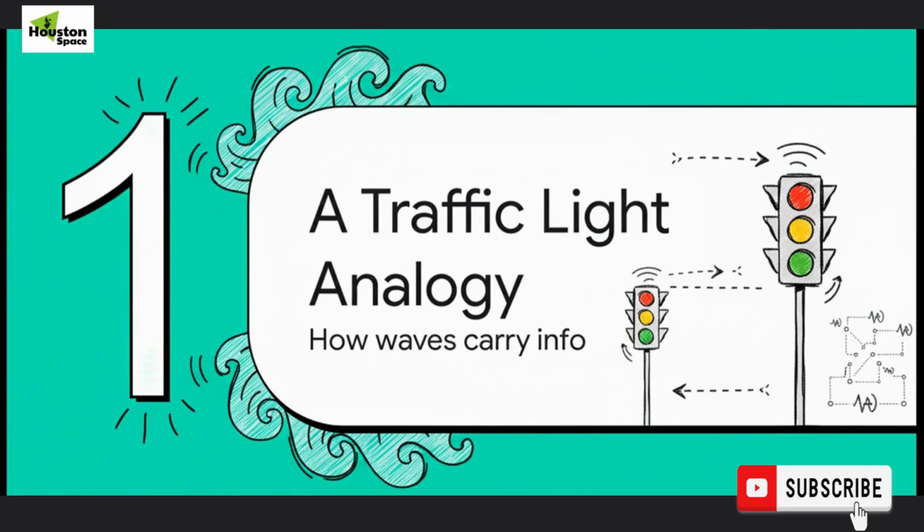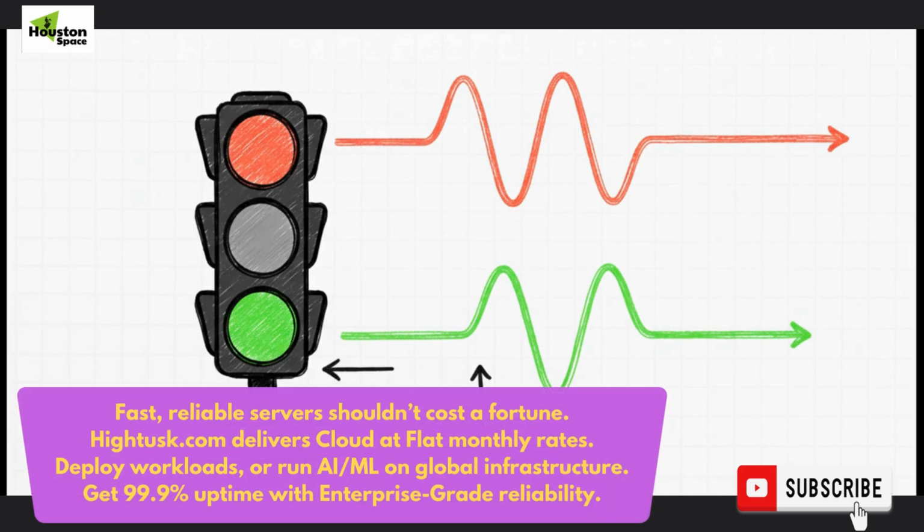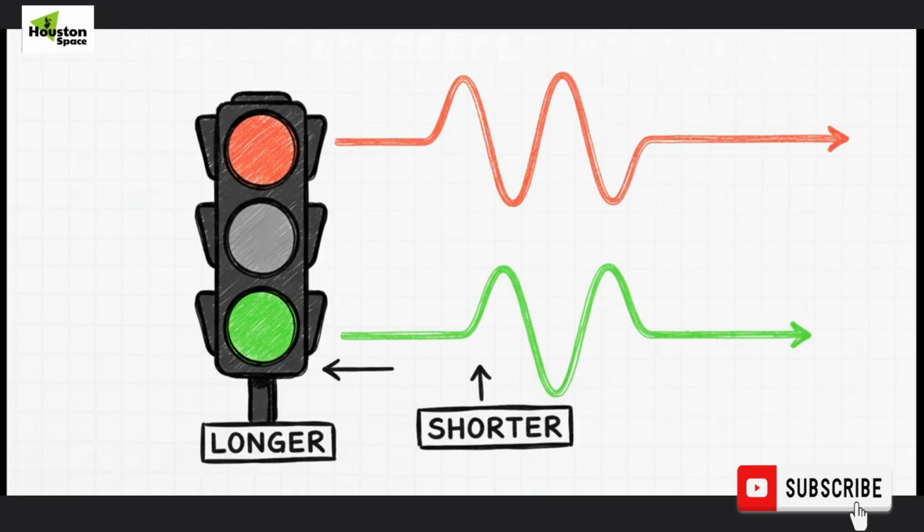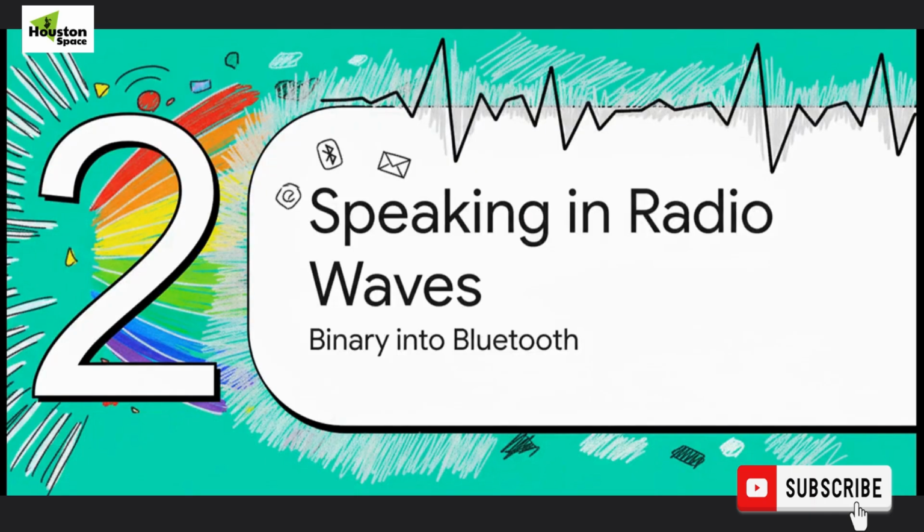Well, the best way to understand this is to start with something we all know, something super simple, a traffic light. You know, a traffic light is basically just a simple communication device, right? It uses two different colors, which are really just different wavelengths of light, to send a very clear message. You've got red, which has a longer wavelength, and that means stop. And you've got green, with a shorter wavelength, meaning go. Two different waves, two very clear instructions. Simple.